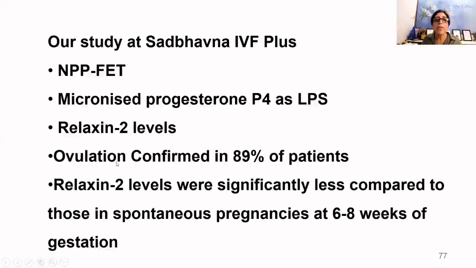And what were our results? We confirmed that ovulation occurred in around 89% of the patients. So that means in this cycle, the corpus luteum is present. But what we also saw was that the relaxin-2 levels were significantly less when compared. We compared it with patients who became pregnant spontaneously in our OPD. We did their relaxin-2 levels at 6 to 8 weeks, and then compared them with the relaxin-2 levels at 6 to 8 weeks in pregnancies conceived by this NPP-FET protocol.